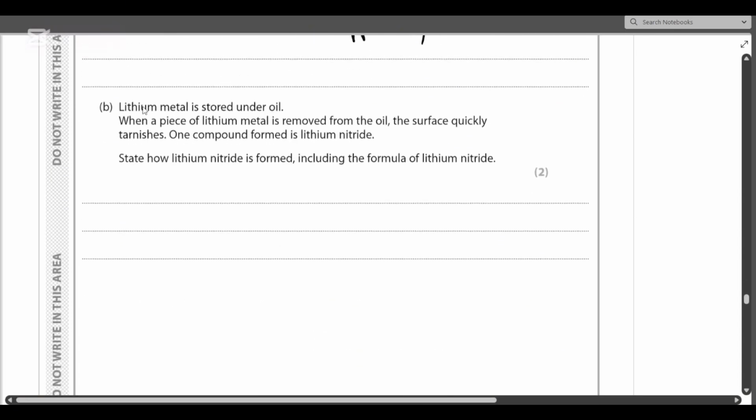Whatever you want. Secondly, lithium metal is stored under oil. When a piece of lithium metal is removed from the oil, the surface quickly tarnishes. One compound formed is lithium nitride. State how lithium nitride is formed.